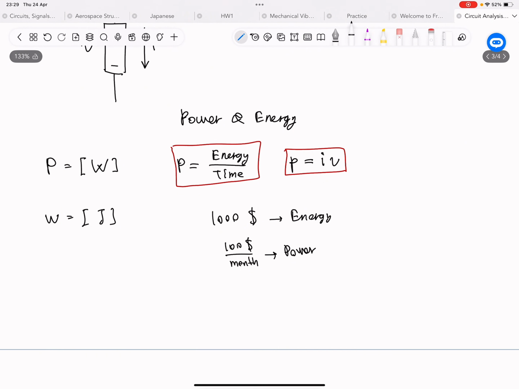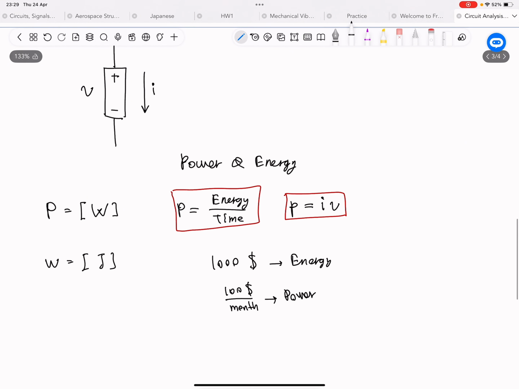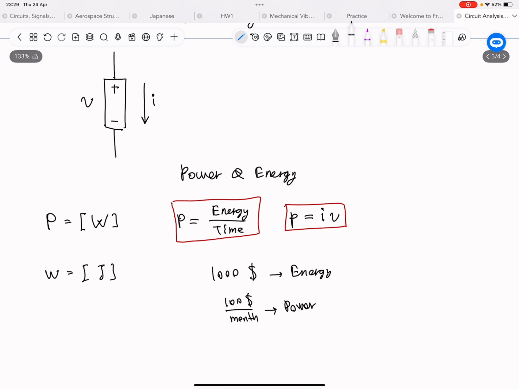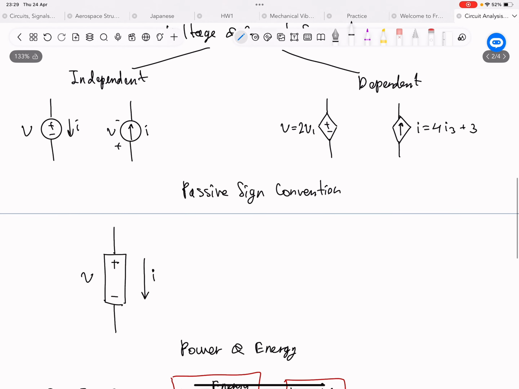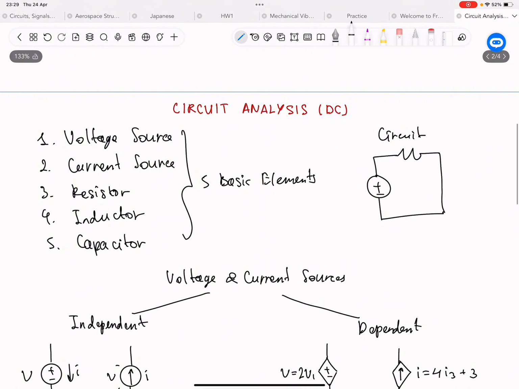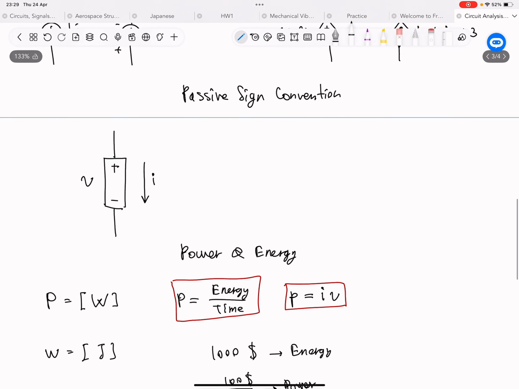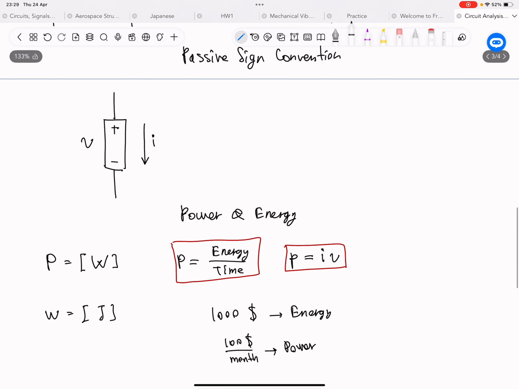We will talk about this a lot throughout the course. That's why I'm just talking about this really briefly. So this is basically it for an introduction.